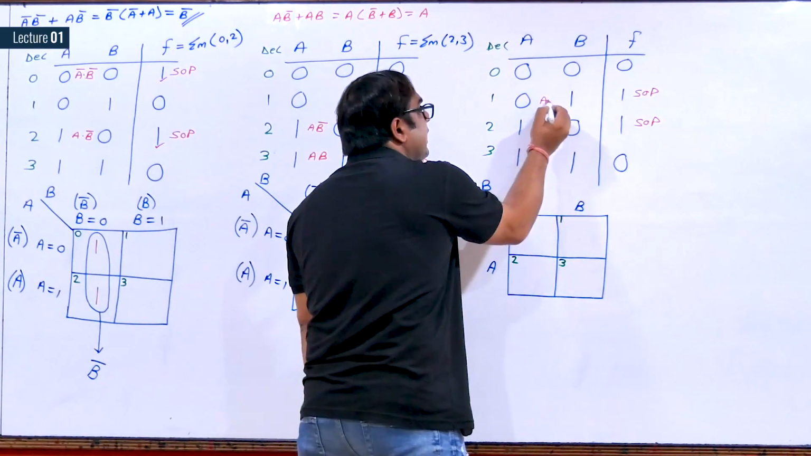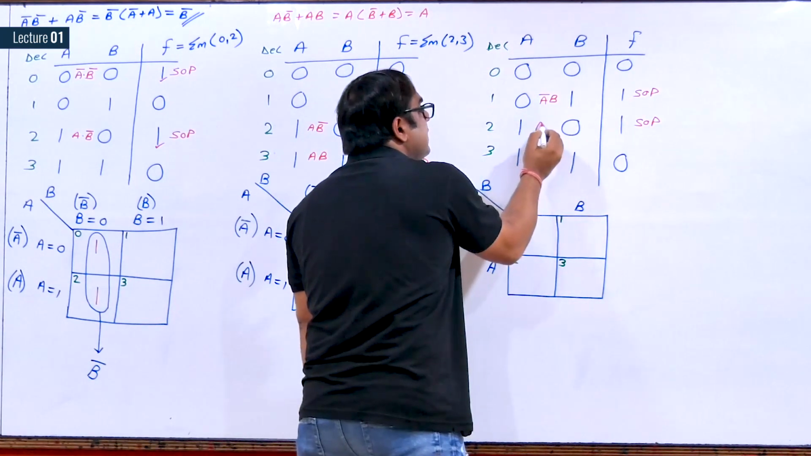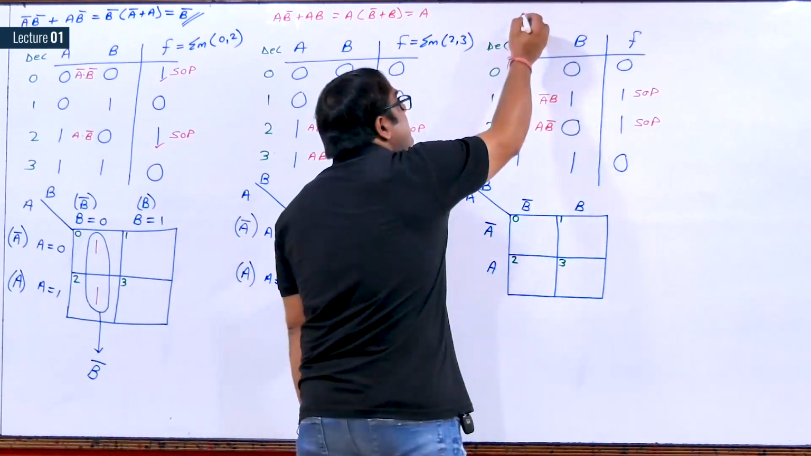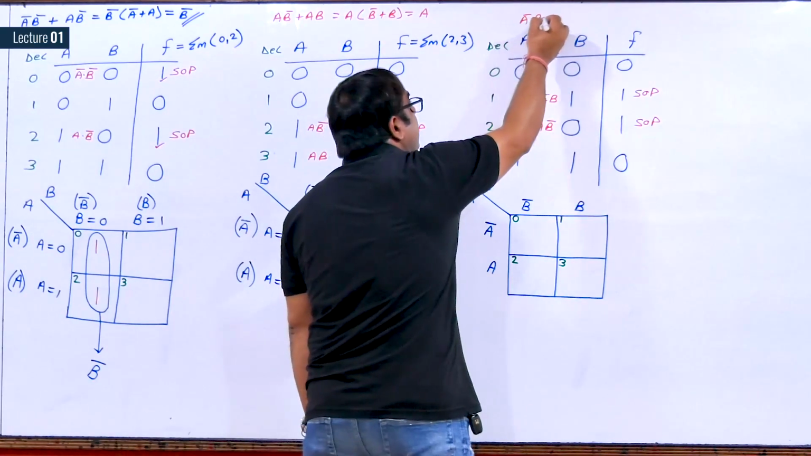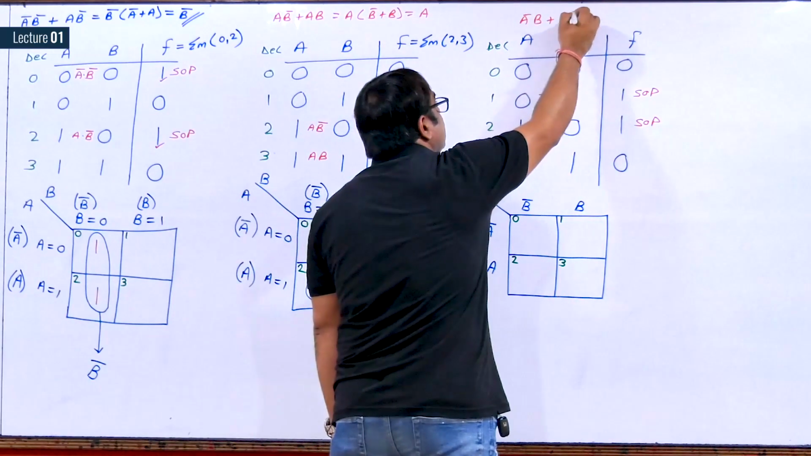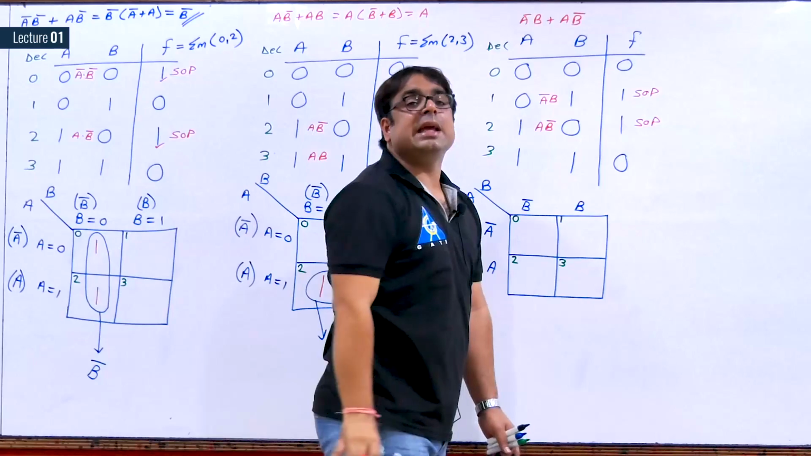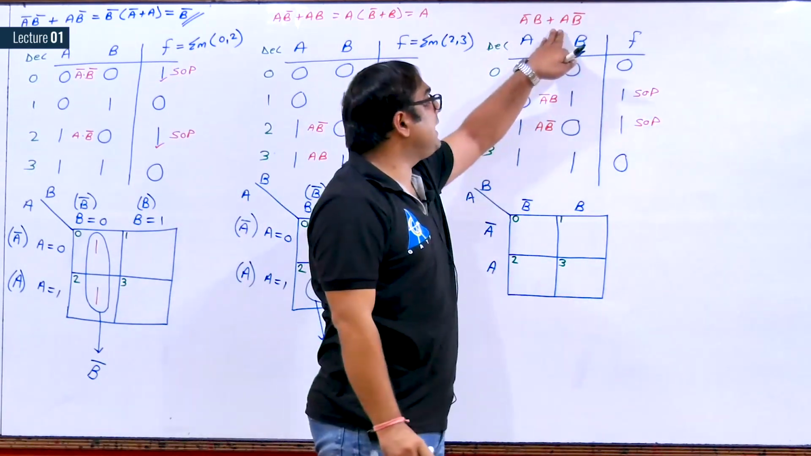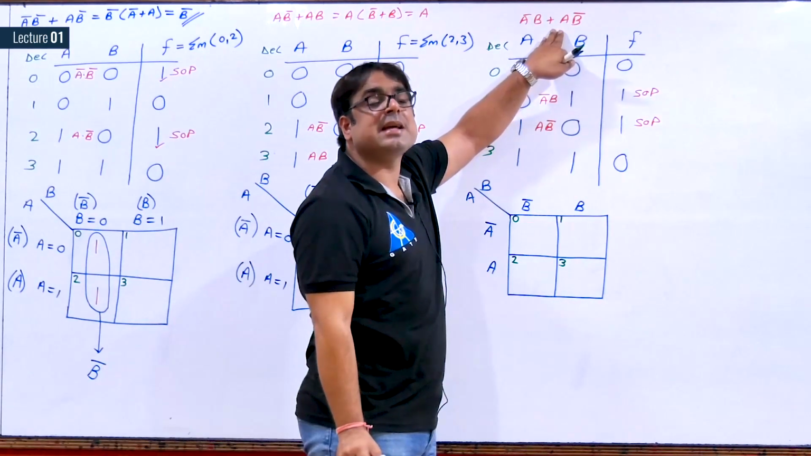This combination is A complement B. This combination is A B complement. So in Boolean algebra, A complement B plus A B complement, there is no scope of minimization.